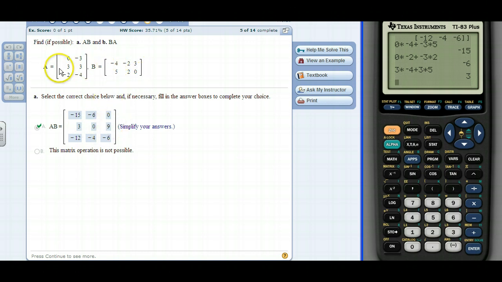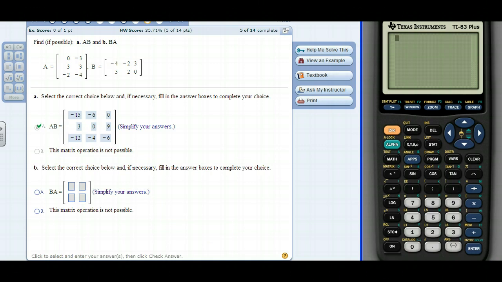Okay. Negative 2 times negative 4 is positive 8, and then negative 4 times positive 5 is negative 20. 8 plus negative 20, negative 12. So again, you can do it by hand. It's fine with me though if you go ahead and do it on your calculator.